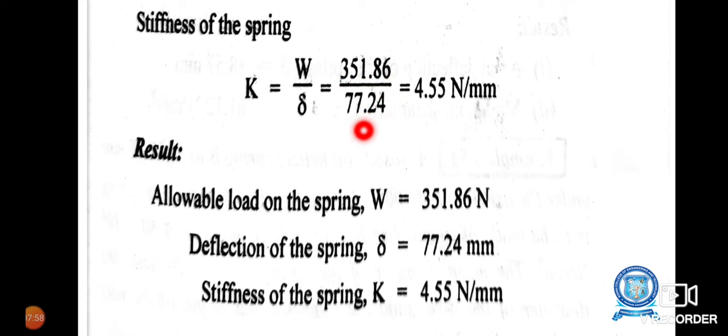351.86 divided by 77.24. So 4.55 Newton per millimeter. That is the value of stiffness.